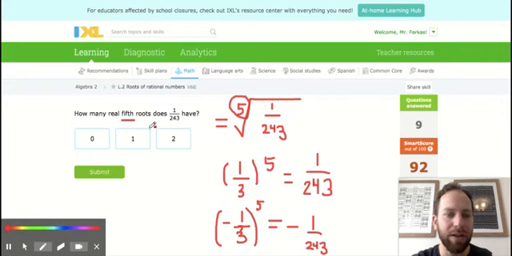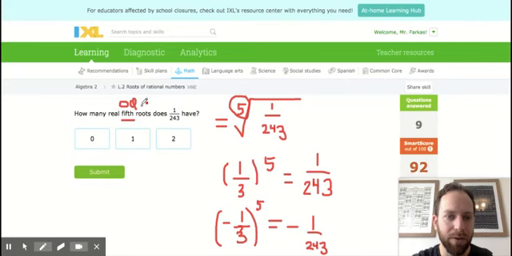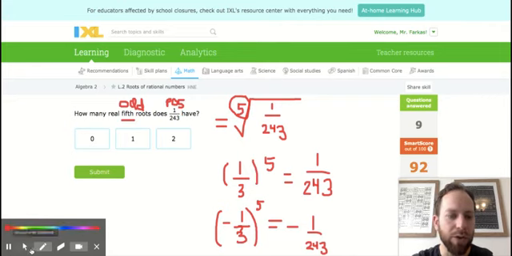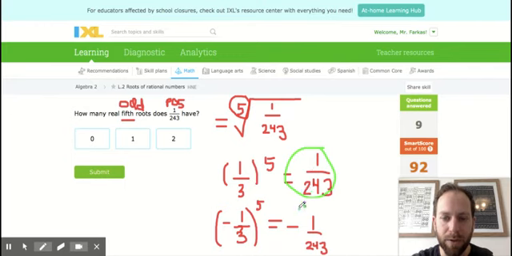So since this is odd, right, the index is odd, 5th, and because this radicand, what's inside, is positive, when you have an odd index and a positive number that you're taking, you only have one solution. This solution right here, right? This one works. This one does not because of the negative.